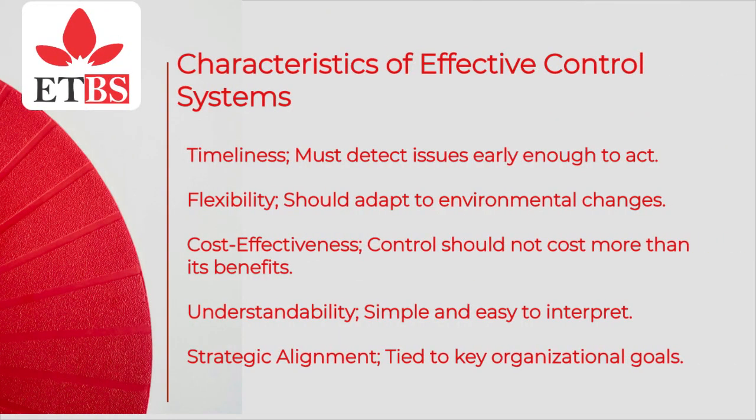Characteristics of effective control systems. Timeliness. Must detect issues early enough to act. Flexibility. Should adapt to environmental changes. Cost effectiveness. Control should not cost more than its benefits. Understandability. Simple and easy to interpret. Strategic alignment, tied to key organizational goals.